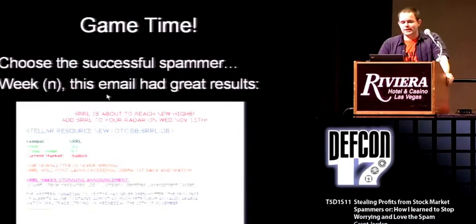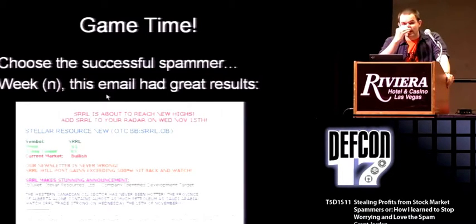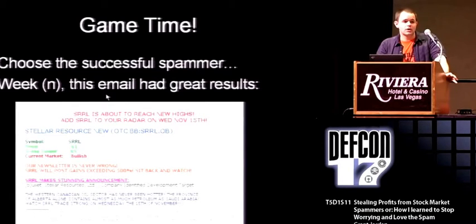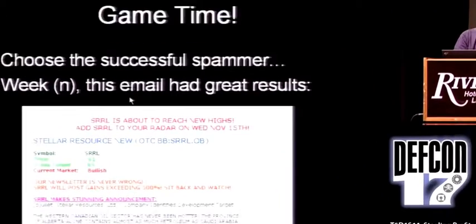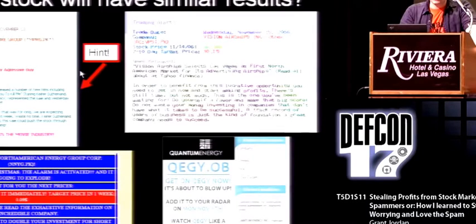So let's play a little game, right? Here's an email from someone, and it tells me to buy this stock, SRRL, okay? And we're in week N of watching these things, and it turns out that SRRL ends up doing fantastically that week. Oh, great, but now the week's over, so what does that do for us next week? Well, next week we receive a bunch of spam emails, and in week N+1, which of these emails might be from the same spammer?